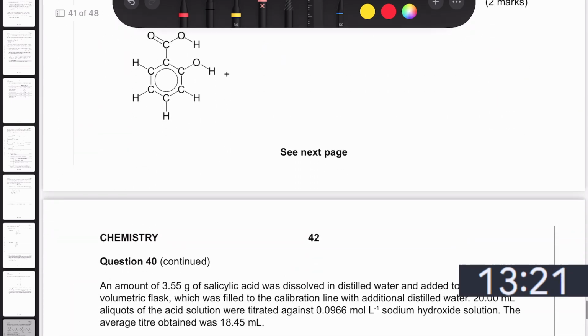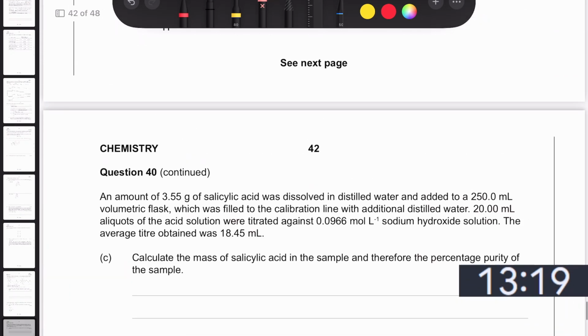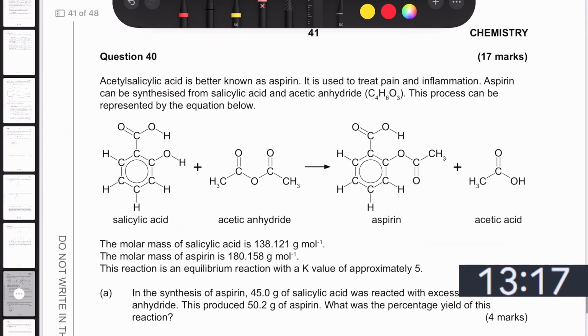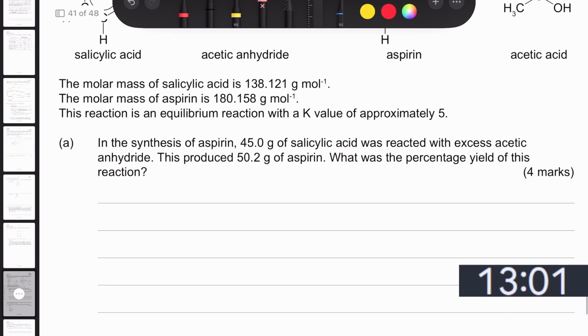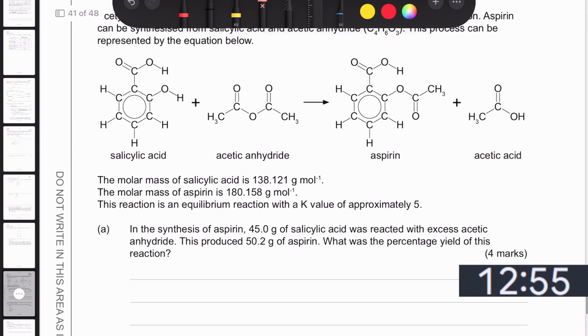Question 41. Oh god, that is bad. That looks like a big question coming up. Question 40. Acetylsalicylic acid, or aspirin, is used to treat pain and inflammation. Aspirin can be synthesized from salicylic acid, and the process can be represented by the equation below. The synthesis was reacted with excess acetic anhydride. What is the percentage yield of this reaction?